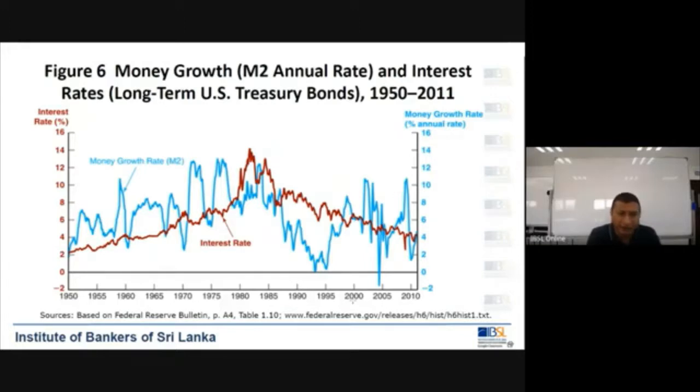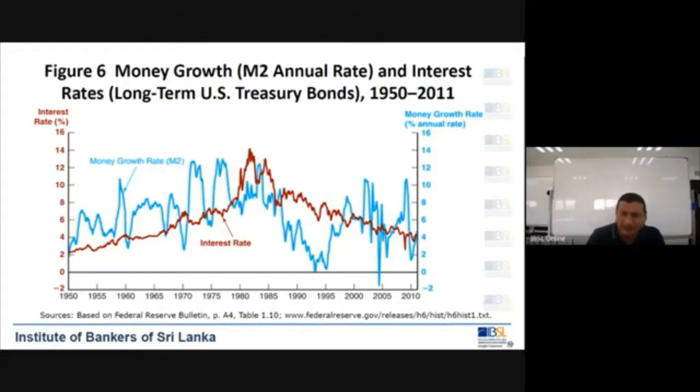Money growth rate is not the level, but from what it was last year, by how much it has grown, whether it is 10% or 2% or negative. For instance, in 2004, like you see, it's negative. Money growth is negative in the US. There are reasons for that. And then, of course, all of a sudden, interest rates started increasing. What you are basically seeing is that when money growth declines, the interest rate increases. When money growth increases, interest rates decline.